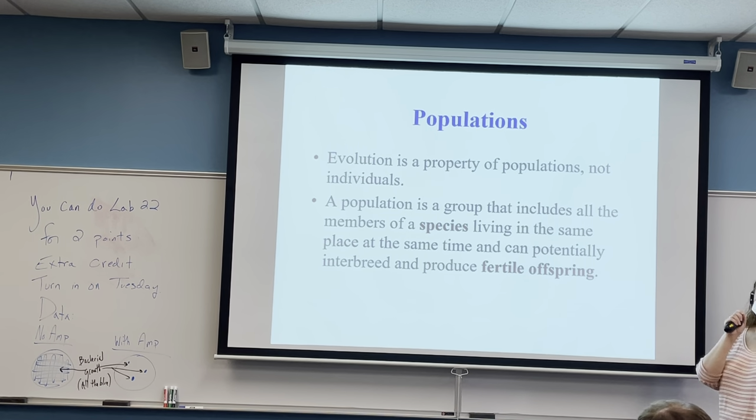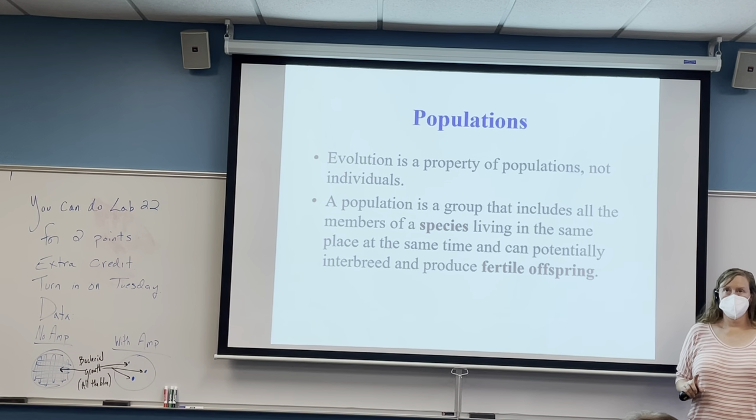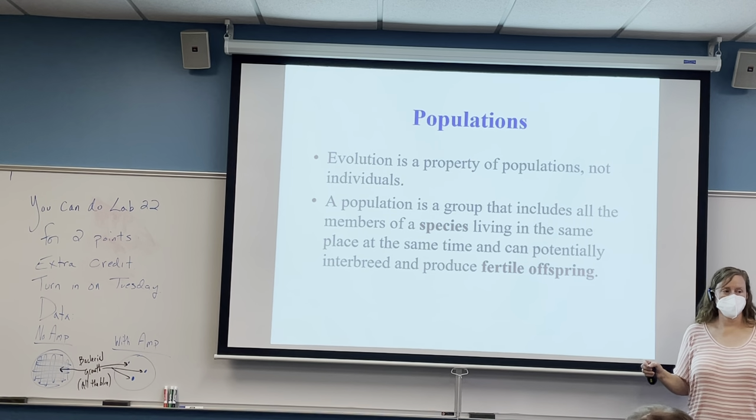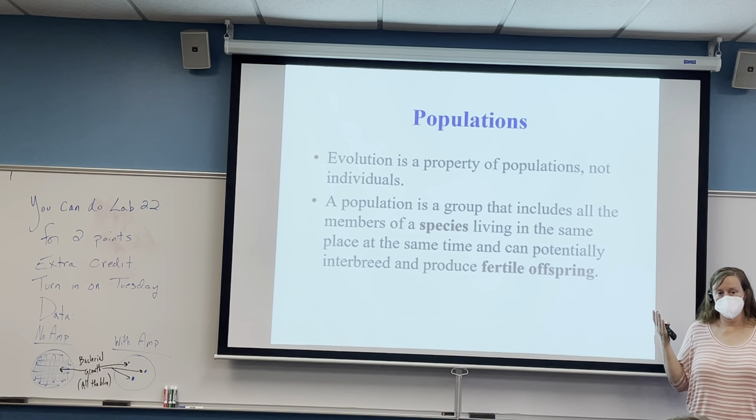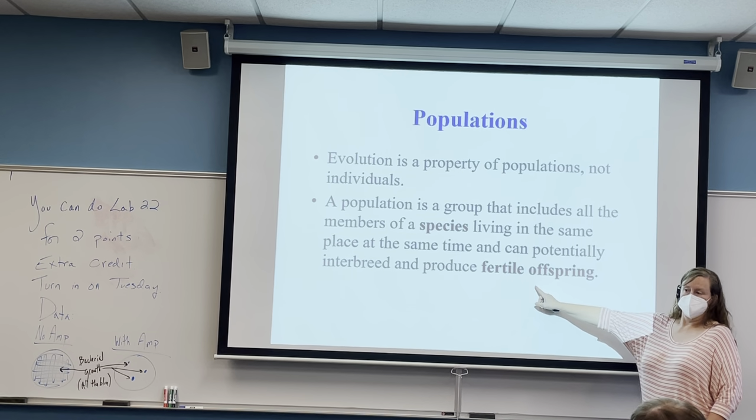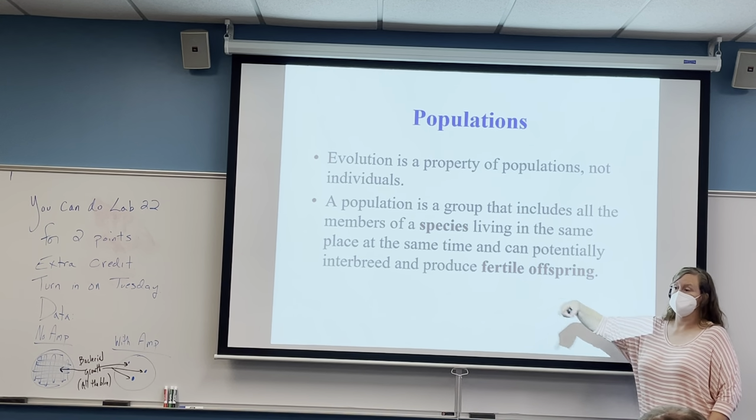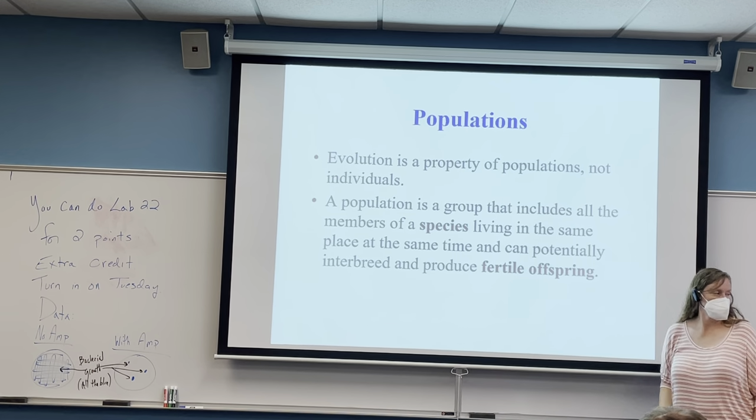Evolution is not about individuals, it's about the whole population. Can the population make a next generation and a next generation and a next generation? In a population, if one individual is favored and doesn't reproduce, it doesn't have an effect on the overall population. So we really need a lot of them. And again, breeding, fertile offspring, so that their offspring can pass on those traits and pass on the traits.